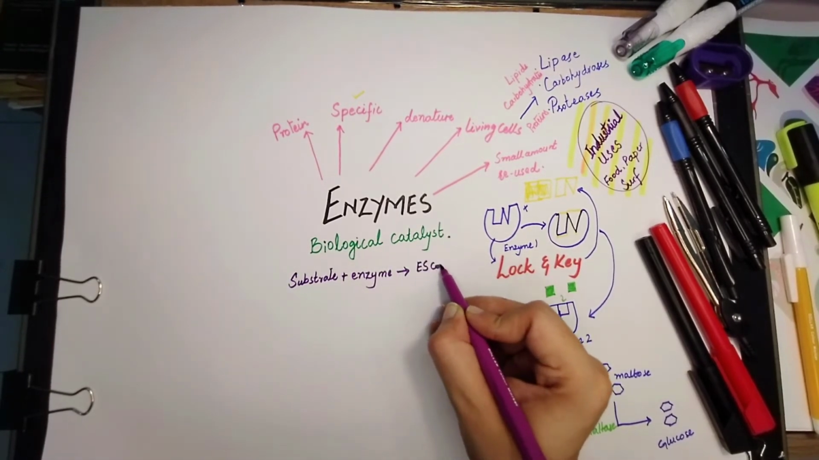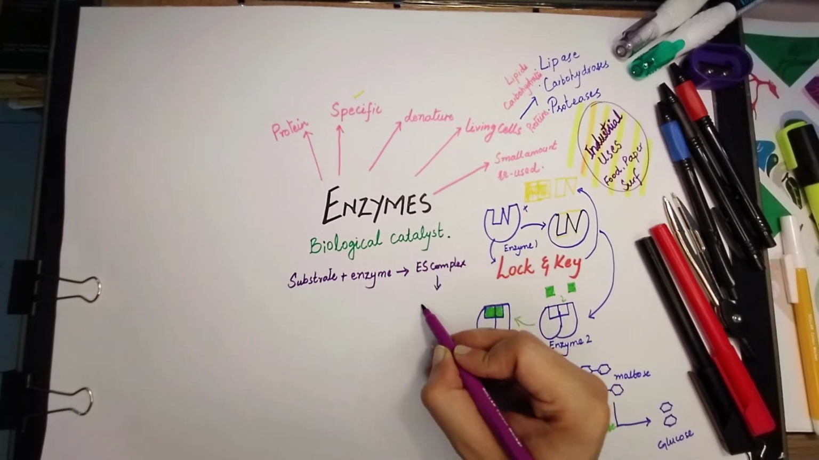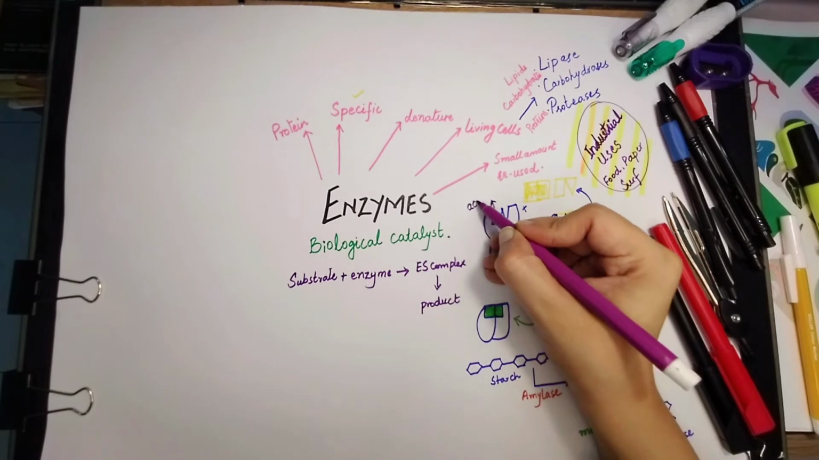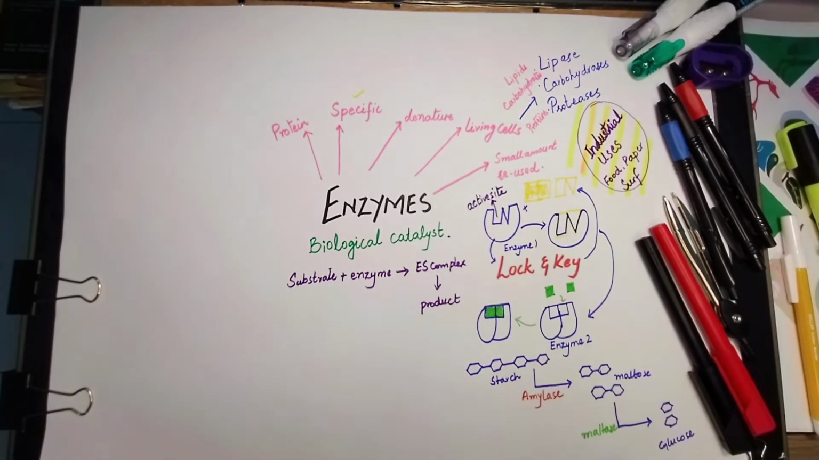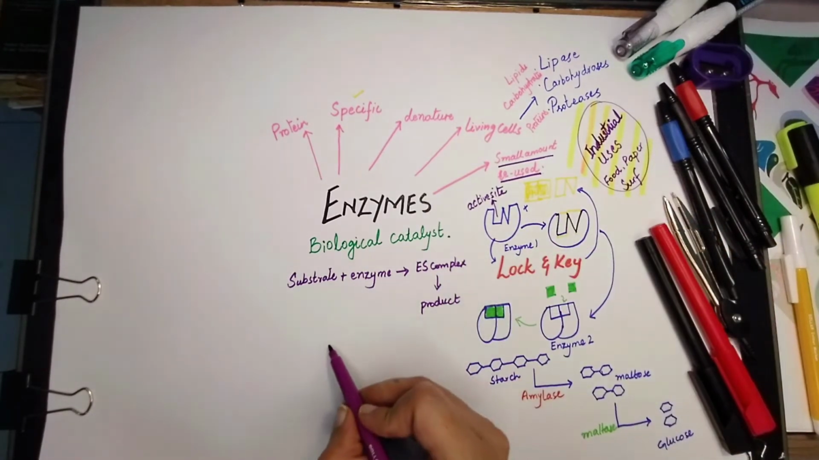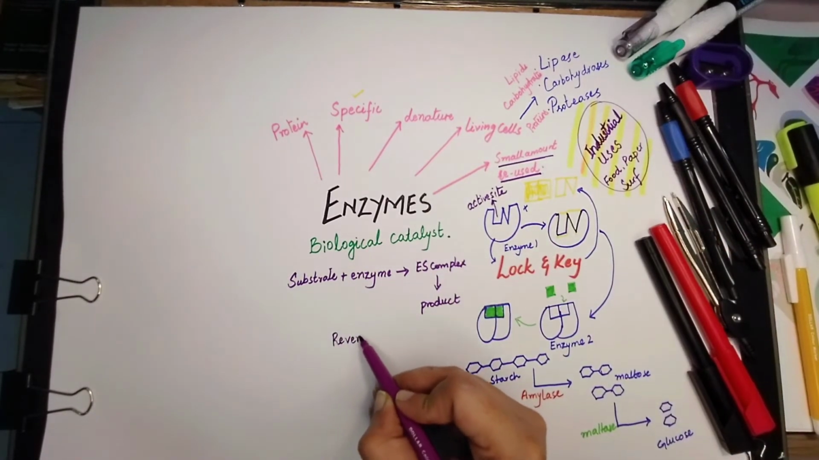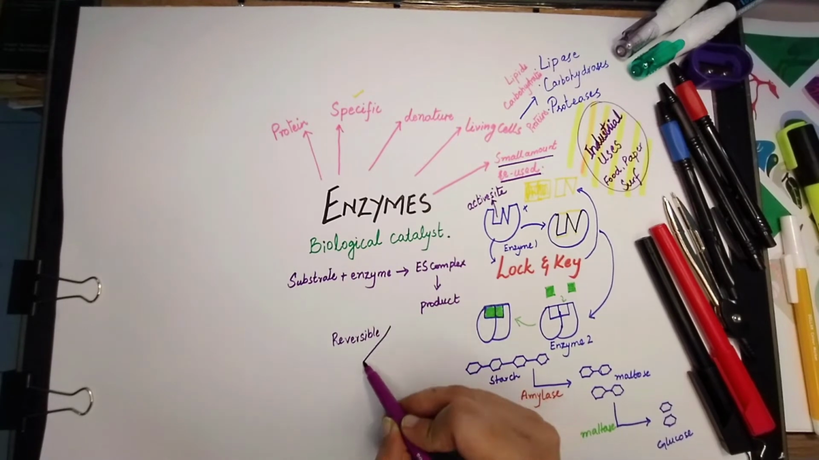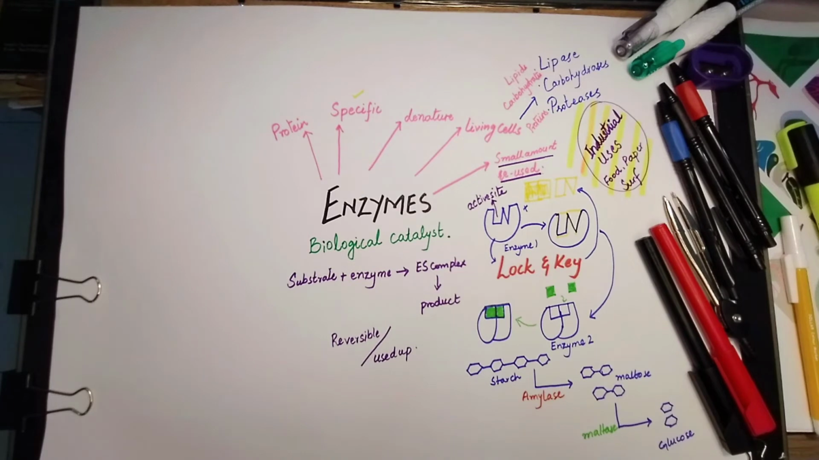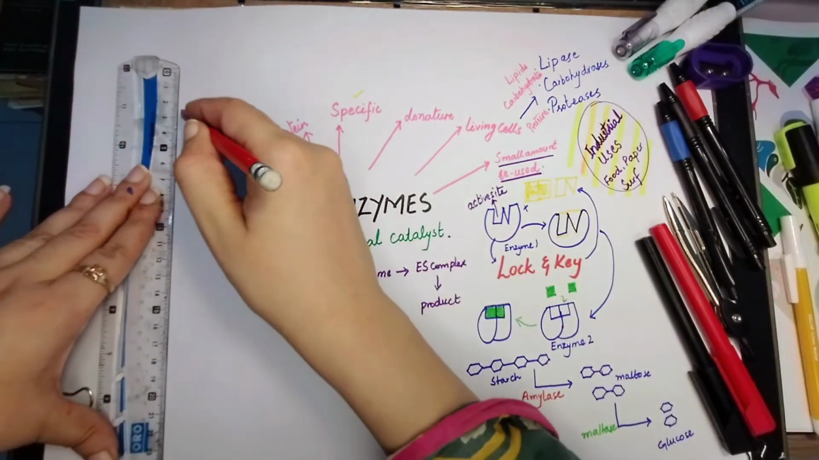Enzymes basically work by a simple mechanism in which there is a substrate that is recognized by an enzyme, and then they form an enzyme substrate complex, and then the product is formed. The basic thing that you need to know is that the active site is complementary to the shape of the substrate. Then we also need to know that enzymes are reusable, and they are speeding up the rate of a reaction that is reversible in nature.